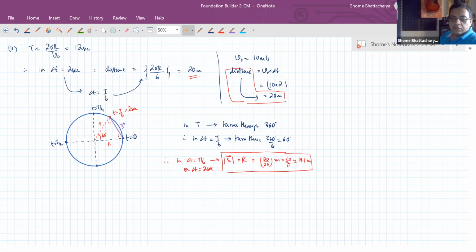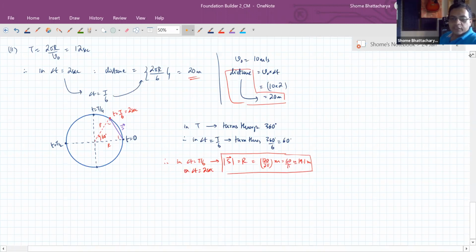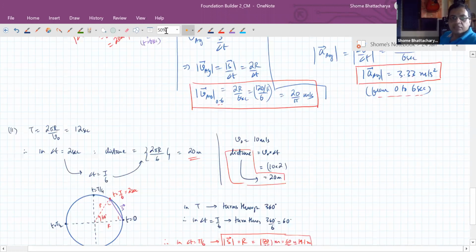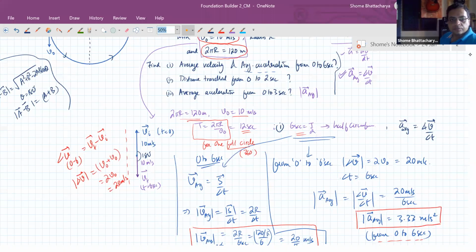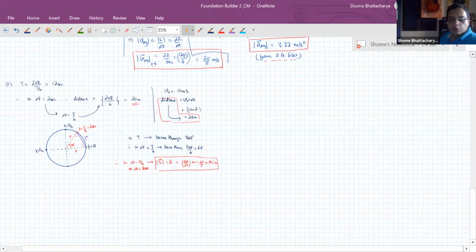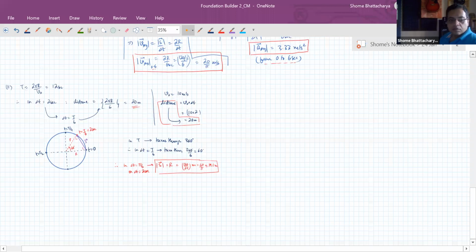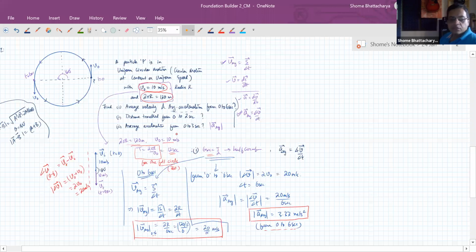Okay, so this is clear. Now let's come to the last part. Now in the last part, not 2 seconds, but in 3 seconds, now you have to calculate the average acceleration. So back to calculating average acceleration, but in 3 seconds. So now that you have seen so much, it should be pretty easy. Just use all the information you have in this screen only.